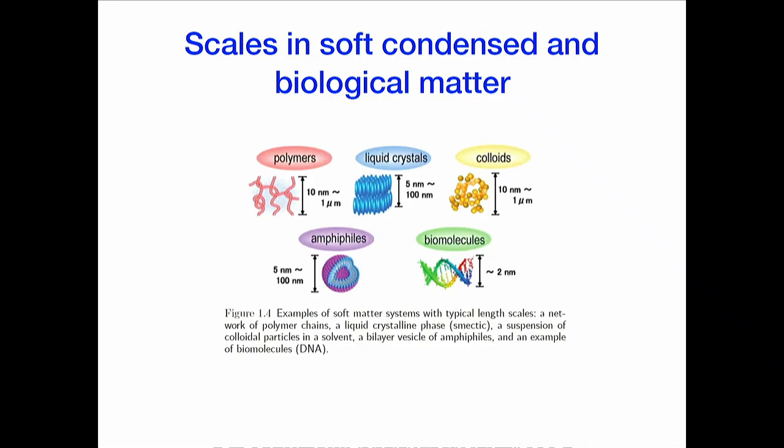So, of course, polymers can be quite long, up to micrometers. Liquid crystals, typically, what defines liquid crystals, if you have layers of liquid crystals, it's the interlayer distance, which is typically of the order of a few tens of nanometers. Colloids, the colloidal particles themselves can be from tens of nanometers to micrometers. Amphiphiles make membranes. They make also micelles, and micelles have a similar kind of scale. And the only ones which are a little bit smaller are biomolecules like DNA, RNA, or proteins, which are really more microscopic, but still in the range of the nanometer, let's say.